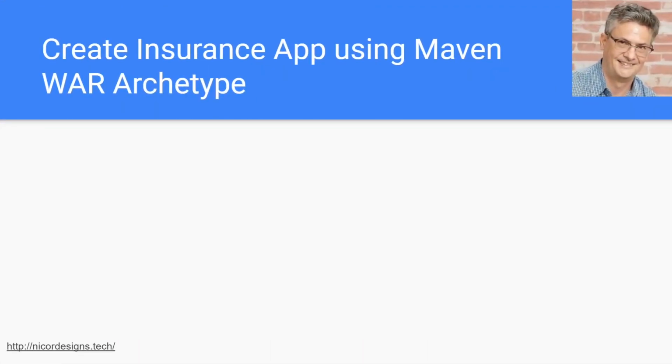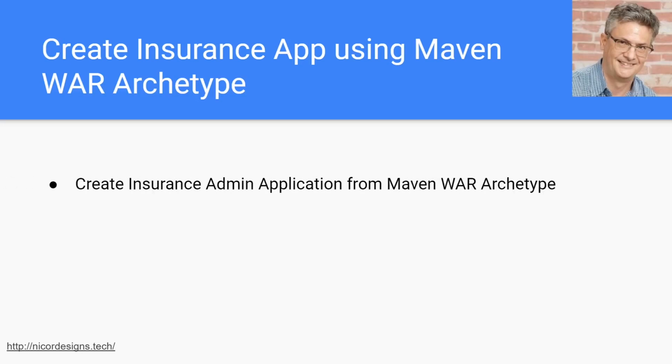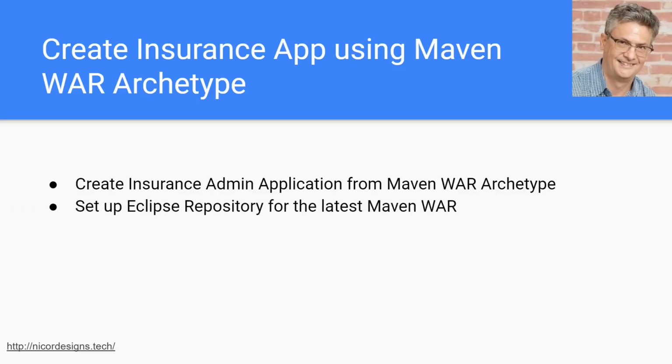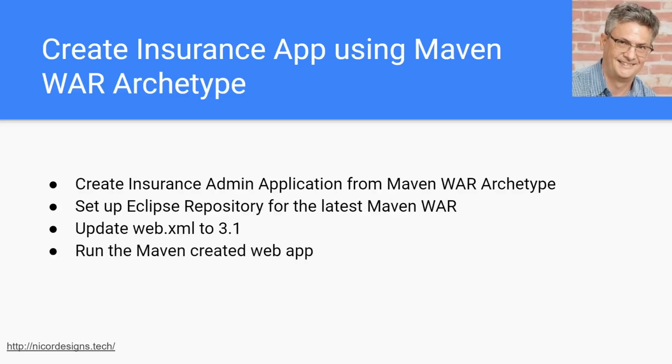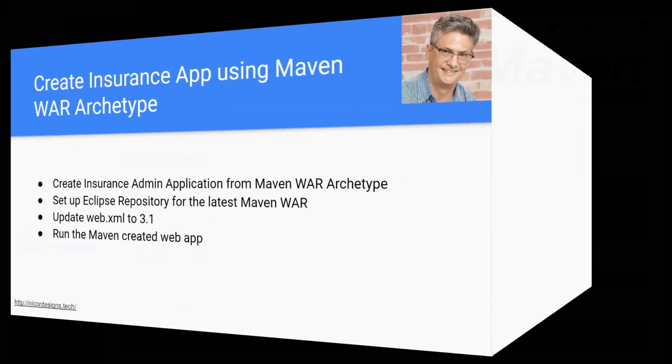These are the high-level steps we will take. First, we will create our insurance administration application from the Maven WAR archetype. When we do this, we will set up an Eclipse repository for the latest Maven WAR archetype. Once our WAR project has been created for us from the Maven archetype, we will update the generated web.xml to version 3.1. Then we will test the Maven created web application by running it.